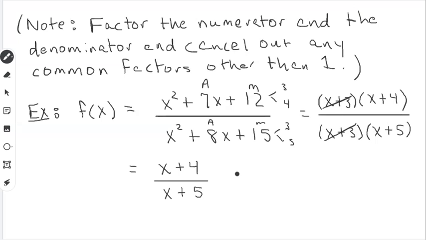So that's a very quick example of how you factor the top, factor the bottom, and cancel out common factors, so that the only common factor between the x plus 4 on the top and the x plus 5 on the bottom is positive 1. Notice that the only common factor between the top and the bottom is positive 1, since nothing else could be canceled out. So that's that.